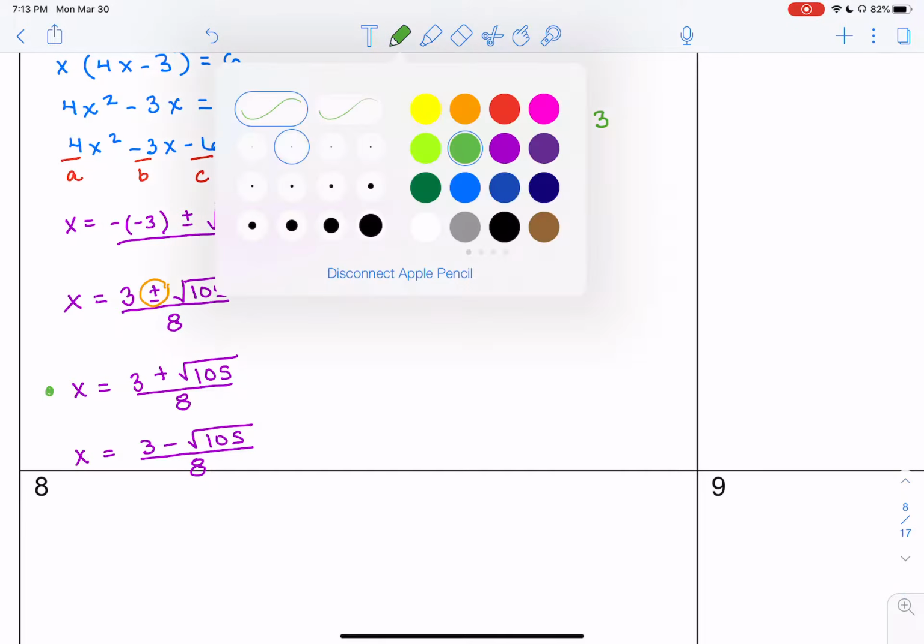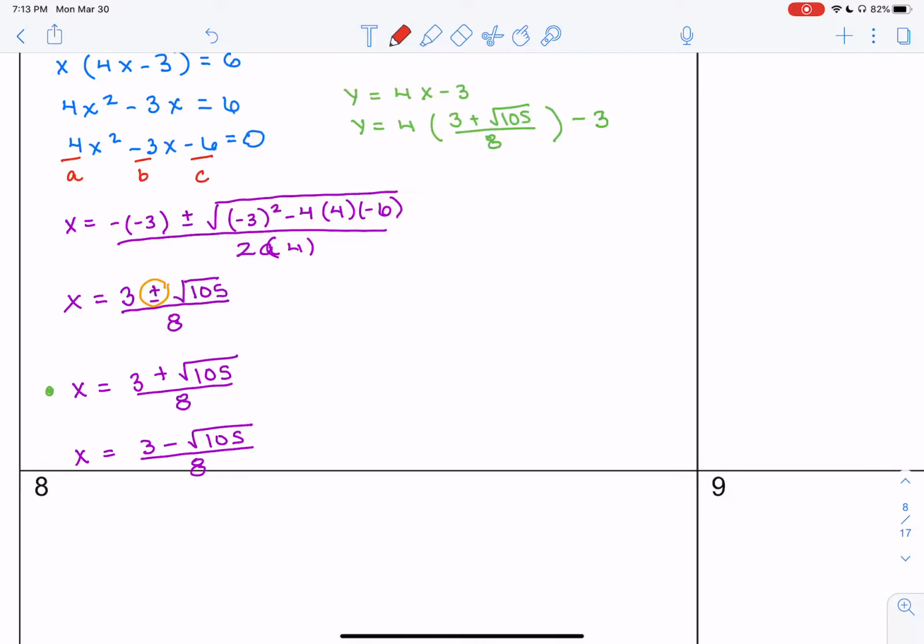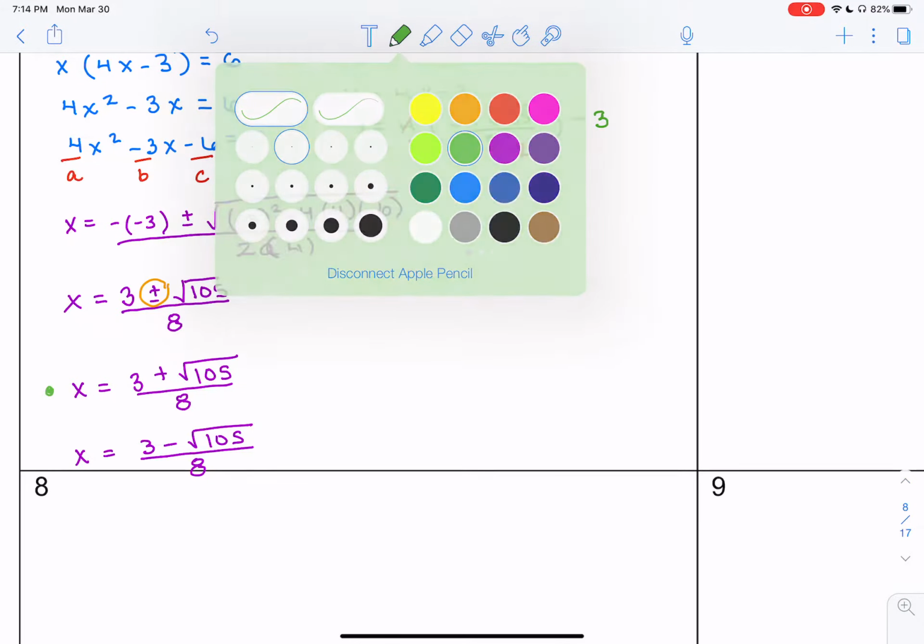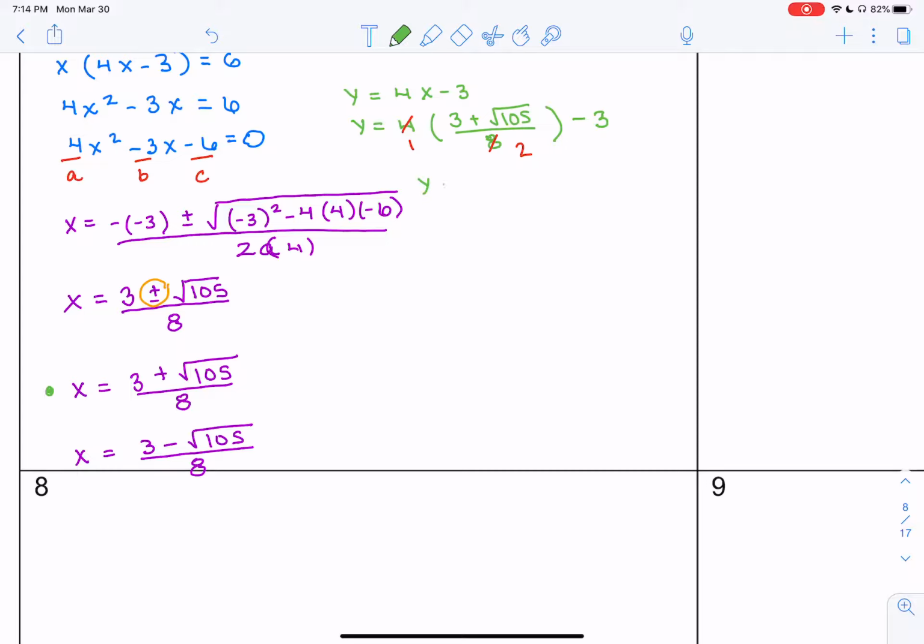Okay, not much reprieve here, but we do get to reduce. 4 and 8 reduce to 1, and just a 2 in my denominator. Doesn't do much for me, but a little help. So that now is 3 plus root 105 all over 2, and I still have minus 3 here on the caboose.